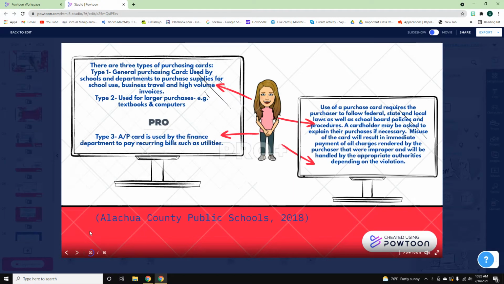The use of purchase cards requires the purchaser to follow federal, state, and local laws, as well as school board policies and procedures. A cardholder may be asked to explain their purchase if necessary. Misuse of the card will result in immediate payment of all improper charges by the purchaser, and will be handled by the appropriate authorities depending on the violation.